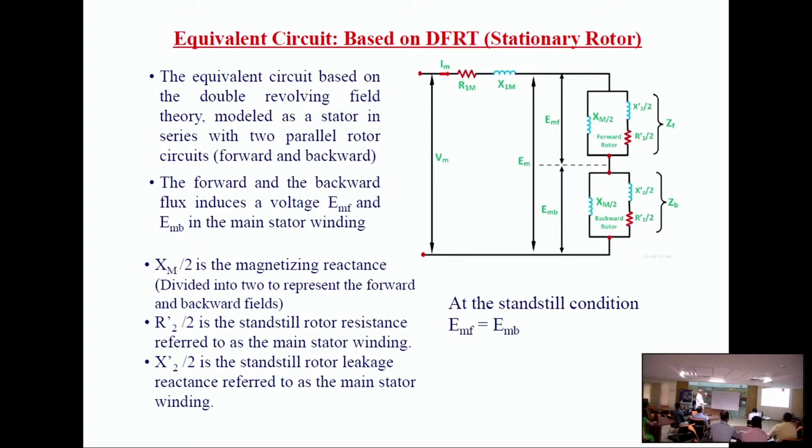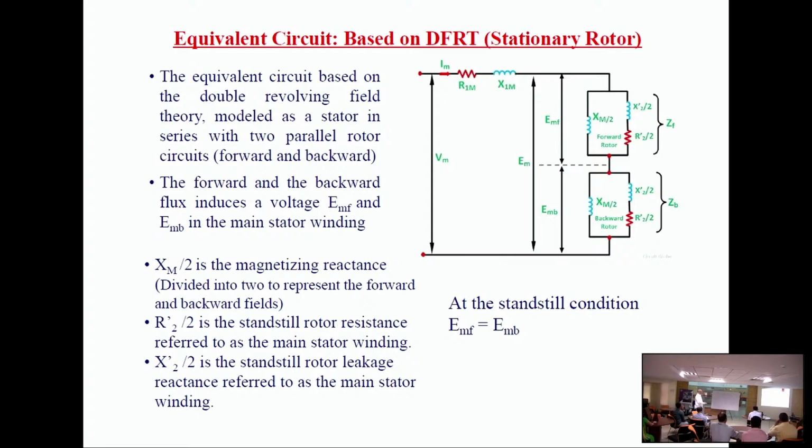So Xm by 2, R2 dash by 2. So this is again by 2, by 2. It should naturally say s by 2. So Xm by 2 is the magnetizing reactance divided by two, to represent the forward and backward field. R2 dash is the rotor resistance divided by 2.